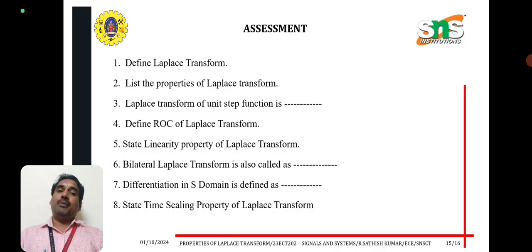State the linearity property of the Laplace transform. x1 of t pairs with X1 of s, x2 of t pairs with X2 of s, then a1 into x1 of t plus a2 into x2 of t is a Laplace transform pair with a1 into X1 of s plus a2 into X2 of s. The bilateral Laplace transform is also called the double-sided Laplace transform. Differentiation in the s domain is defined as d by ds of X of s, which is equal to minus t into x of t.